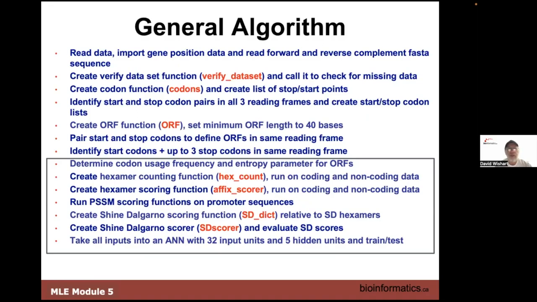Okay, so the real meat of this algorithm, after this ORF calculator that generates millions of false positives, is this part: determining the codon usage frequency, the hexamer counting, the hexamer scoring, the promoter seeker, the Pribnow box, possum, and the Shine-Dalgarno scoring, and then the neural net.